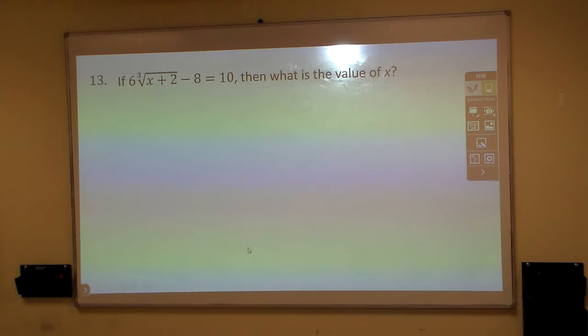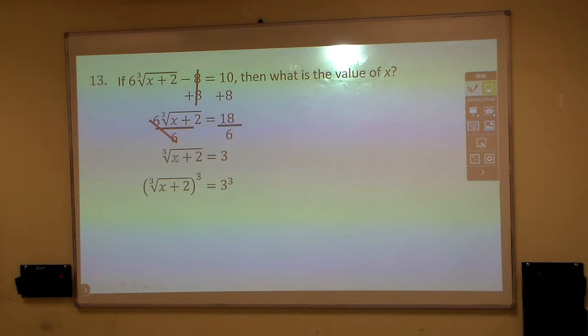All right. Here, I'm going to do the same thing. I'm going to probably add the 8 first. Divide by 6. And because I have a cube root here, I'm going to just cube each side. Cubing 3 will be 27. That cube takes care of that cube root. So I have x plus 2 minus 2, which means I have x equals 25.